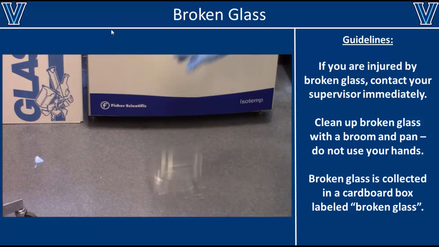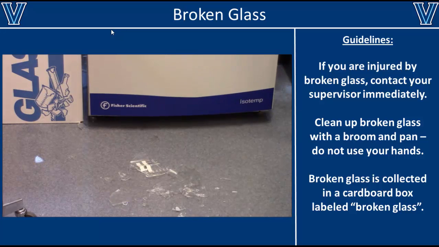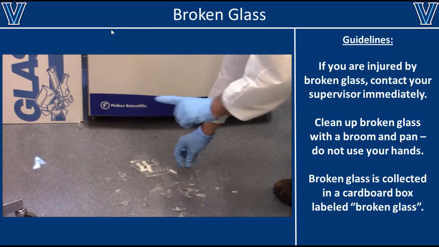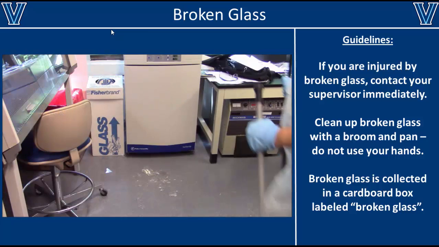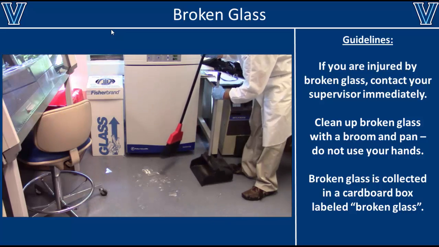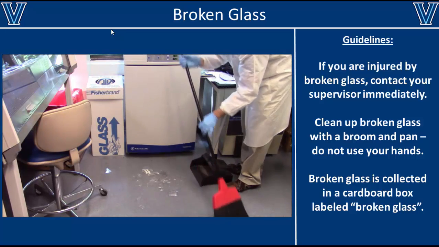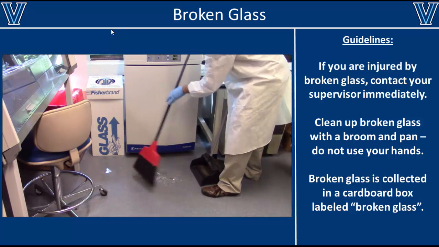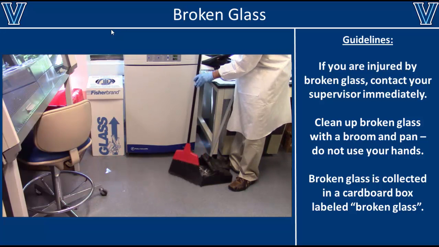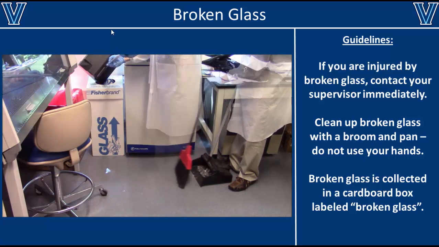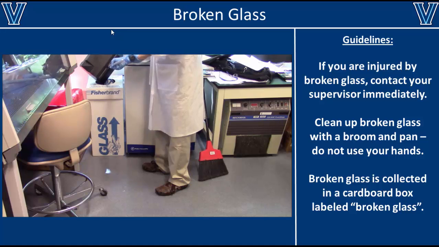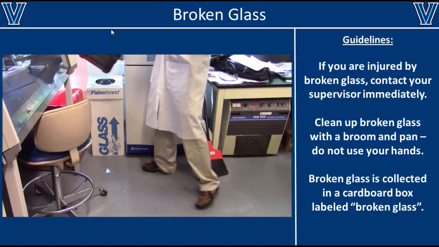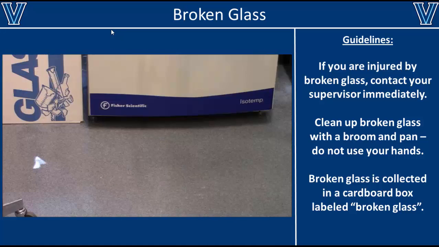From time to time, you may also accidentally break a glass container in the lab. If this happens, do not attempt to clean it up with your bare hands or even gloved hands. Instead, go get a broom and a dustpan from the janitorial closet. Take your time when sweeping and make sure you get as many of the little glass shards as possible. Once you've collected all of the broken glass, dispose of it in one of the cardboard boxes labeled broken glass.